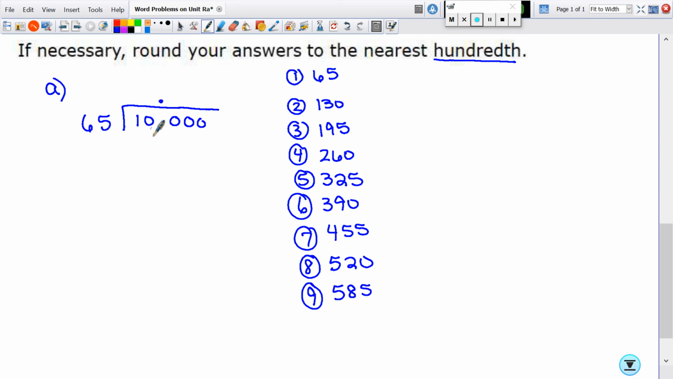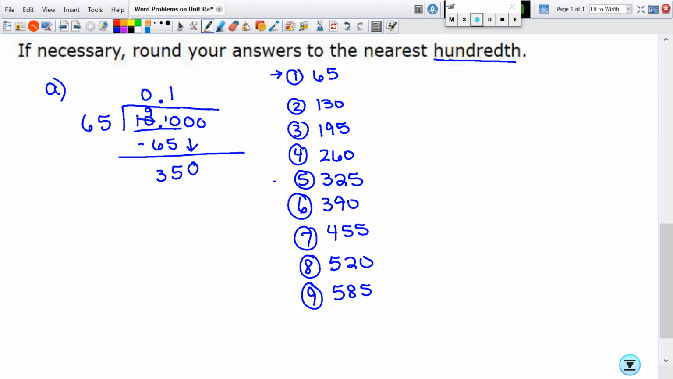Okay, so 65 we already said does not go into 10. So I'm going to put a 0 up here. So then I've got to see the number 100. Well, 130 is too big, so I know I'm going to use 65. So the circle number goes up top, the number beside that goes underneath, and then I subtract. I can't take 5 away from 0, so I have to borrow from the 10 and call it a 9. Okay, so 10 take away 5 is 5, 9 take away 6 is 3, bring down the next number, which is 0. So now we're looking for 350.